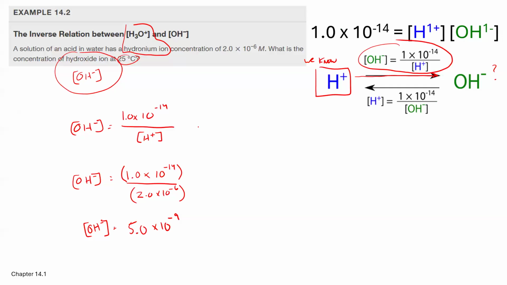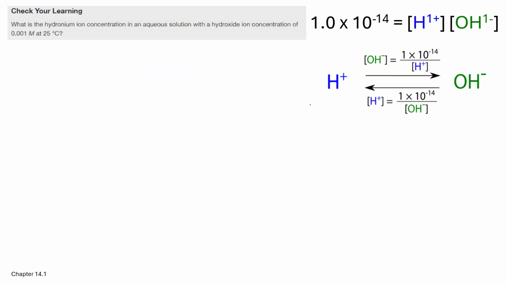So again, we're starting somewhere. Here we started, here we're ending. It's similar to our little conversion table, right? Just follow the arrows, use the equation that's there for you. All right, let's do another one.